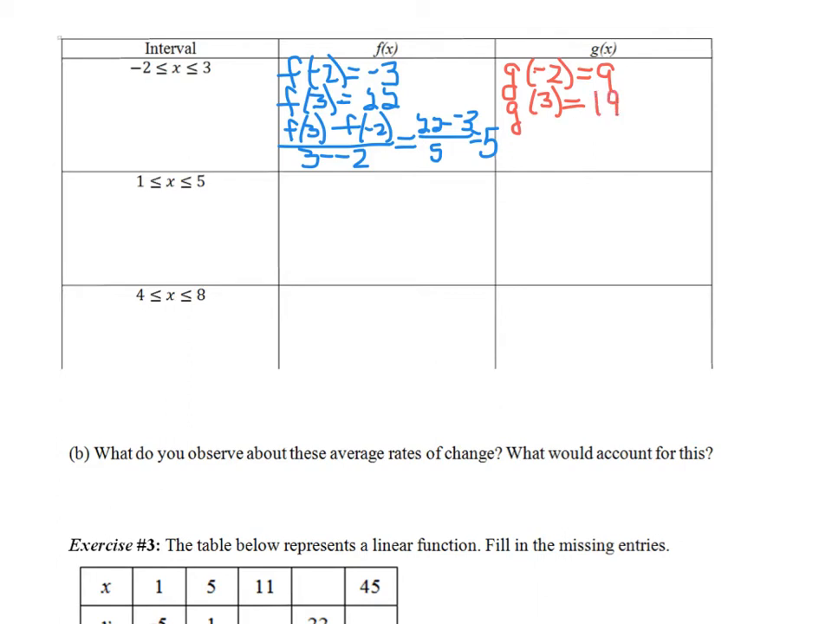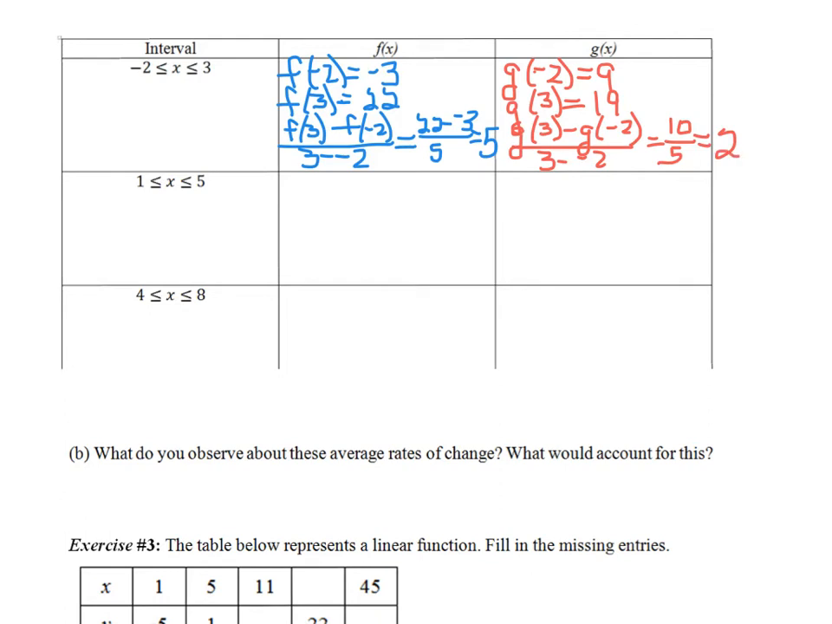So for the average rate of change for g(x), we need to do g(3) minus g(-2). Notice that we're always taking the bigger endpoint minus the smaller endpoint, all divided by 3 minus -2. So 19 minus 9 gives me 10. 10 divided by 5 tells me that my average rate of change is equal to 2.